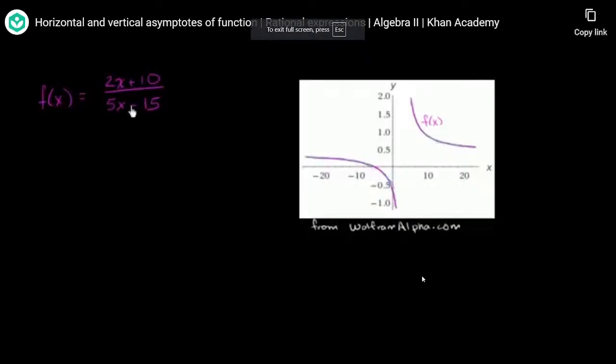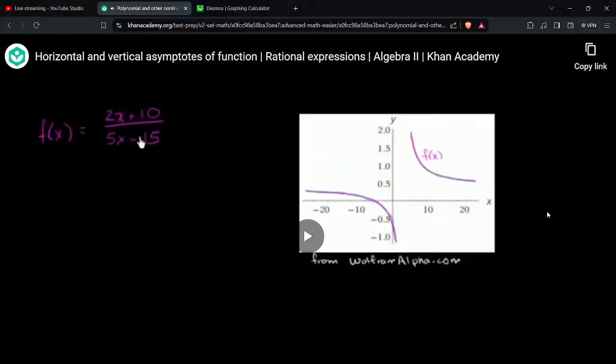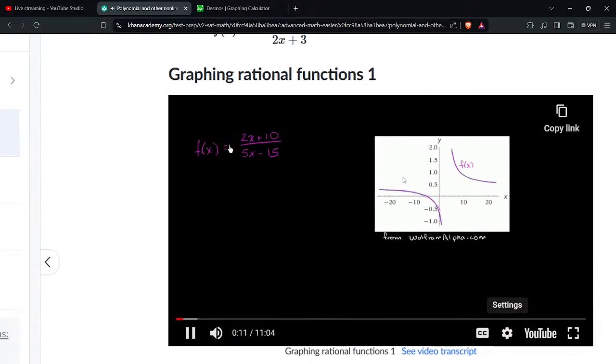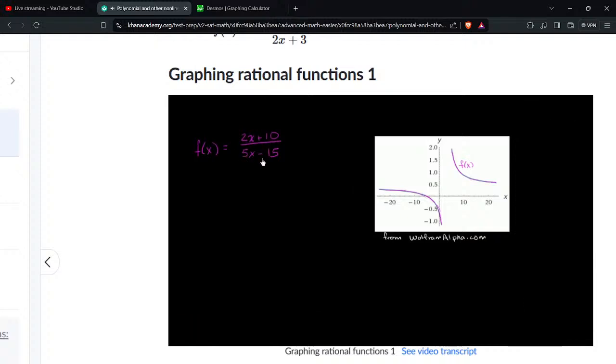Right over here, I have the graph of f of x. And what I want to think about in this video is whether we could have sketched this graph just by looking at the definition of our function, which is defined as a rational expression. We have 2x plus 10 over 5x minus 15.